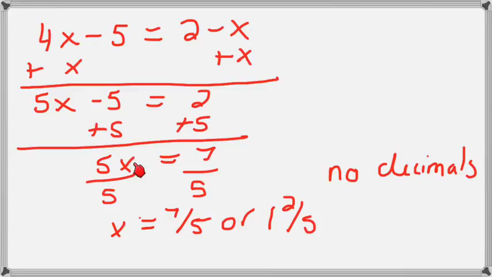The opposite of multiplying times 5 is to divide by 5. So I divide by 5 here, and I divide by 5 here. 5 divided by 5 is 1, and 1 times x is x. 7 divided by 5 is 1 2/5.